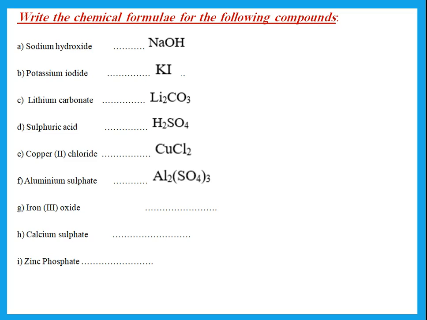So you need to put 3 under the whole of sulfate. You don't change anything in the SO4. You put it in a bracket and you put the number outside the bracket. The valency of sulfate is 2, so I have to put 2 under aluminium.